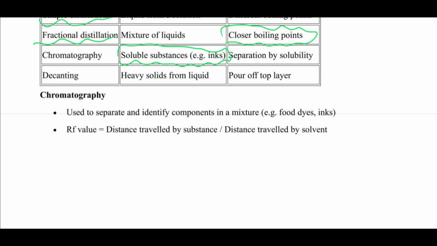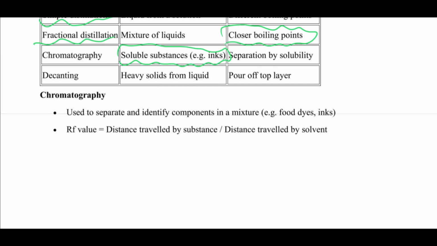Okay, now let's see what chromatography is. Chromatography is a technique that is used to separate and identify the components in a mixture. For example, if you want to separate some food dyes or inks, you can easily use the method of chromatography. So chromatography is a technique used to separate or identify the components in a mixture.